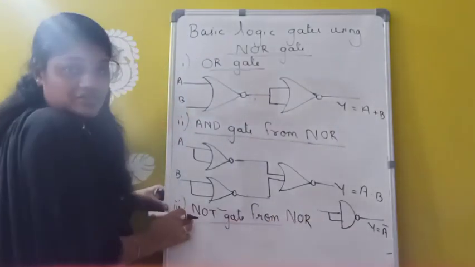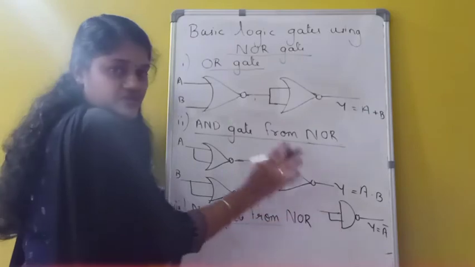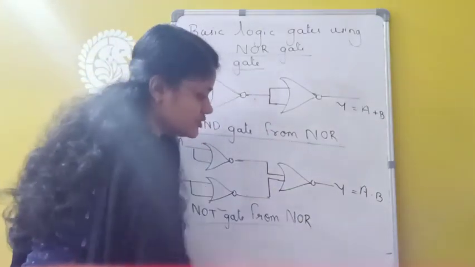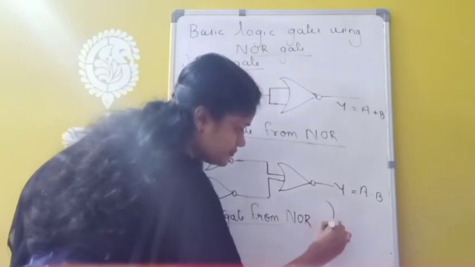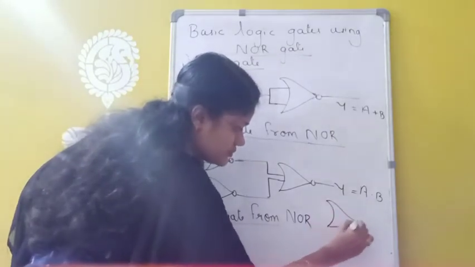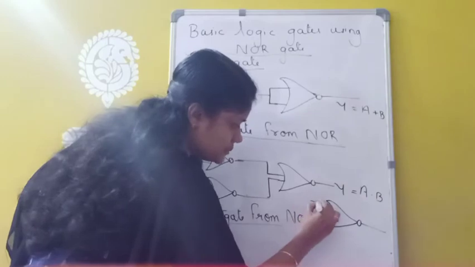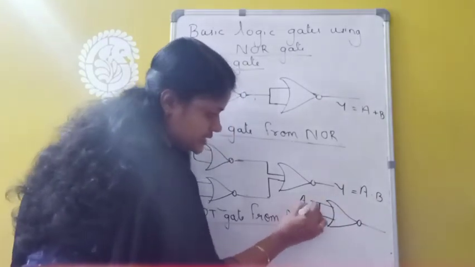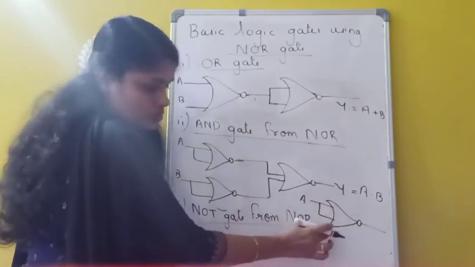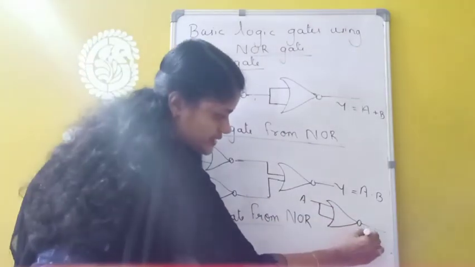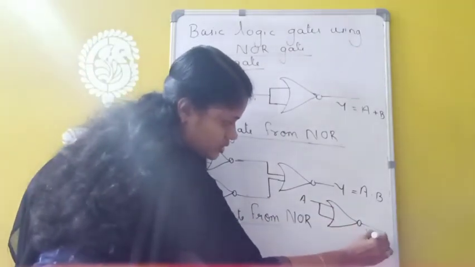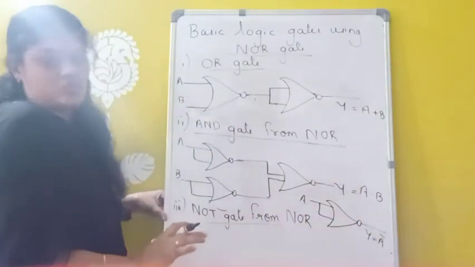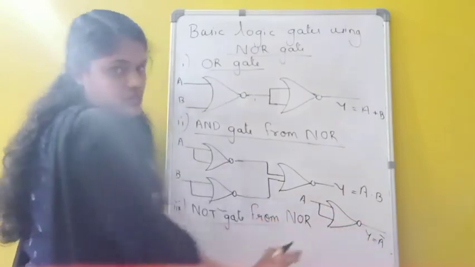From NOR gate we have to derive which one? NOT gate. So here we need only one NOR gate like this. We need only one NOR gate here, and the input will be the same input. Suppose here A is the input and this input is the same for this NOR gate, and you will be getting the output Y as A complement. Suppose input is 1 means output will be surely which one? 0. Input is 0 means output will be 1.